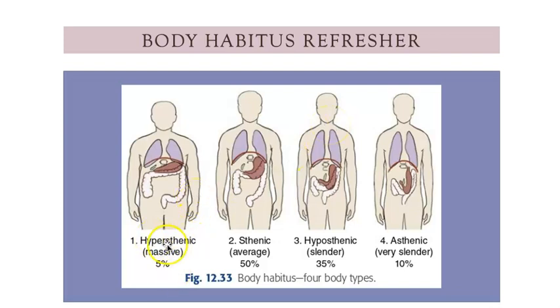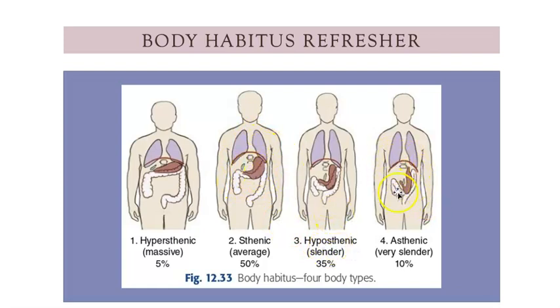As a reminder, hypersthenic is going to be a massive build, and it's usually anatomy drawn out from side to side. So we can see the transverse colon here is straight or horizontal, straight across, along with the stomach, and we see the gallbladder is kind of high. The chest also is kind of broad. Sthenic is more average. Here we see the average curvature of the stomach with average gallbladder, transverse colon, and lungs.